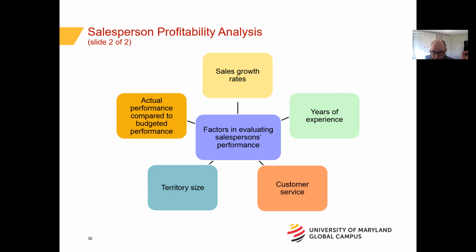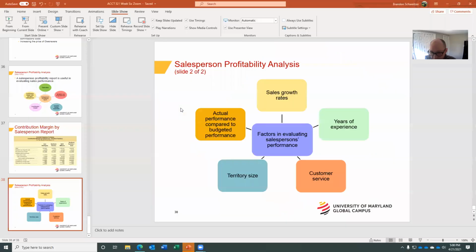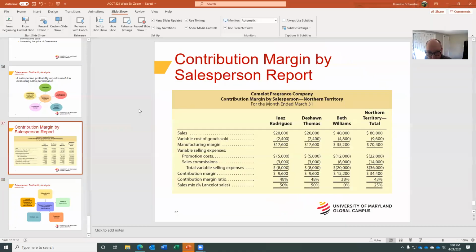Performance metrics for salespeople include things like sales growth rates, years of experience, customer service, territory size, and actual compared to the budget. And all of that data is super helpful for management overall.